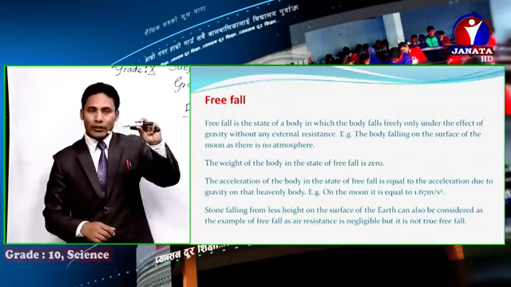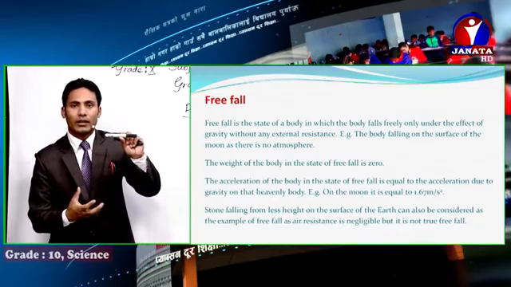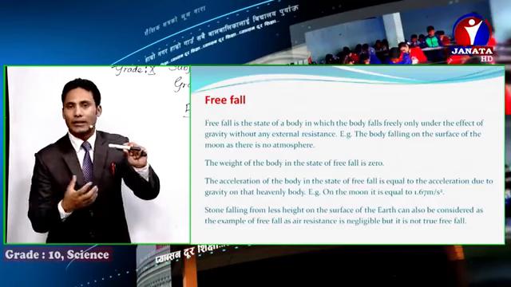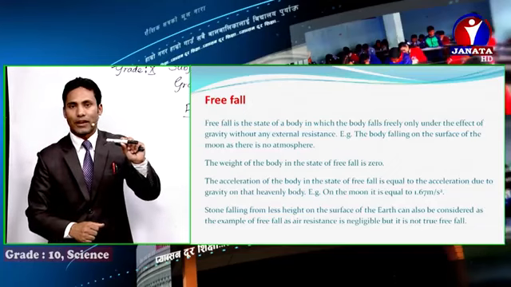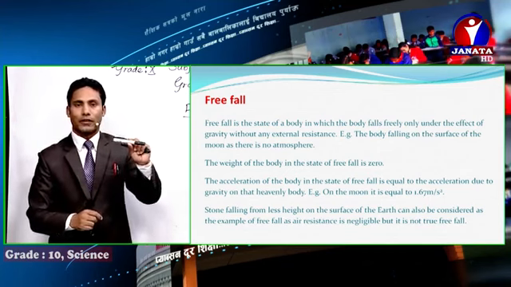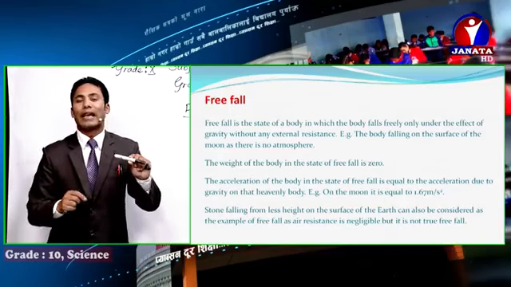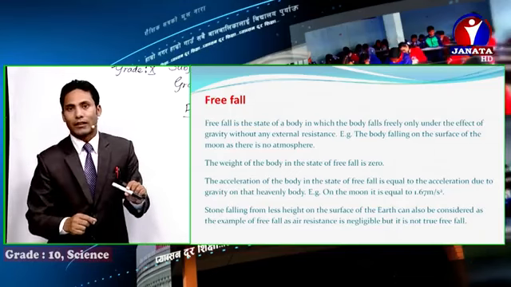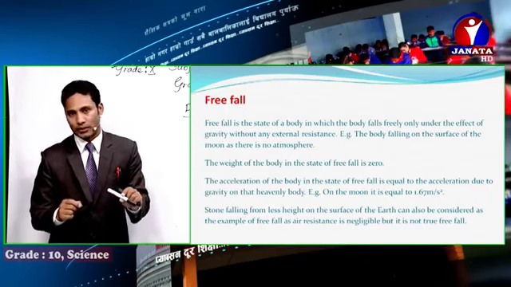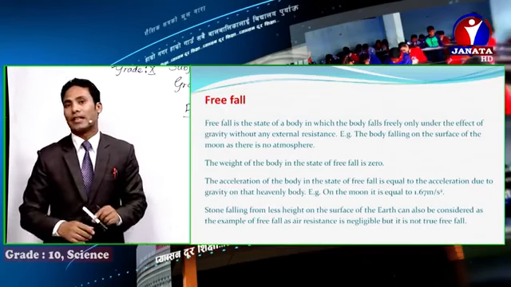Now, whenever we let an object fall on the surface of the Earth, air resistance is present. That is not a true free fall because of the presence of air resistance. That's why, on the Earth, free fall is generally not possible. It seems like free fall, but exact or true free fall is not possible.